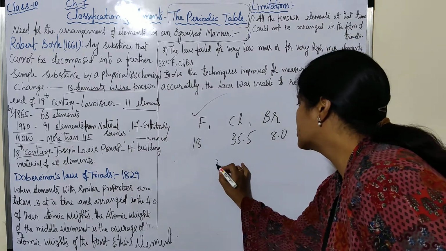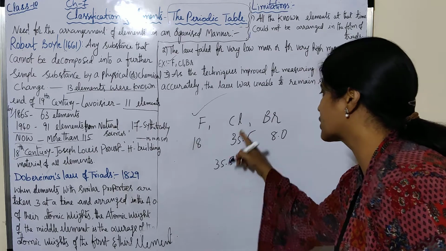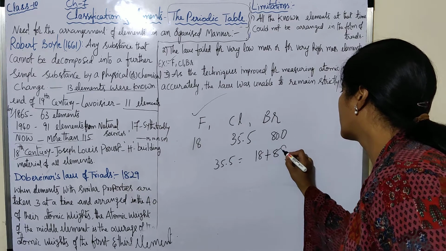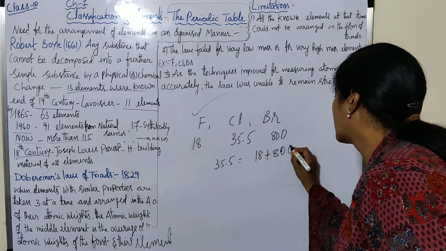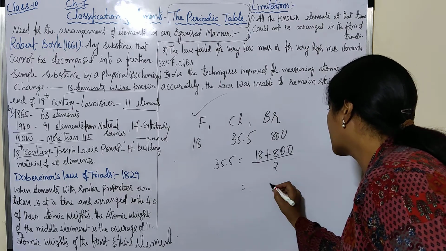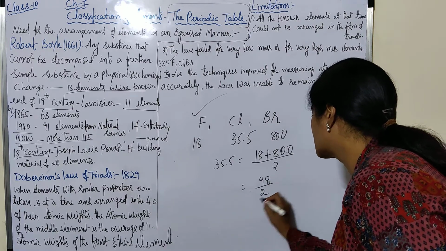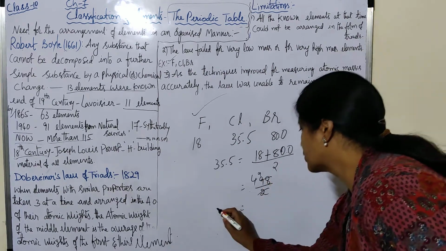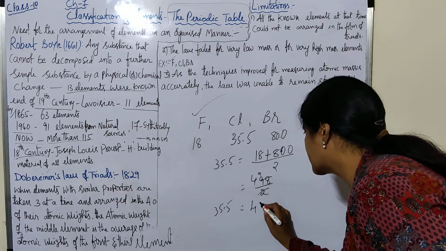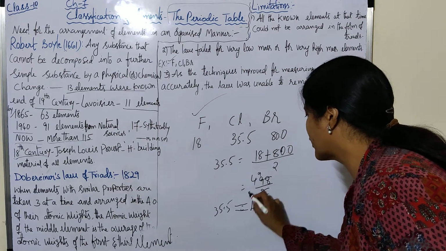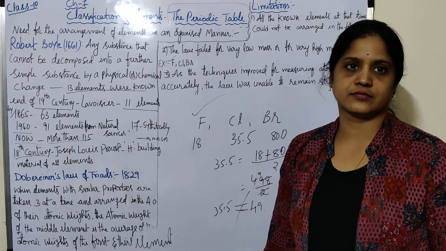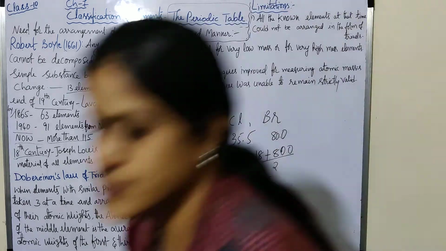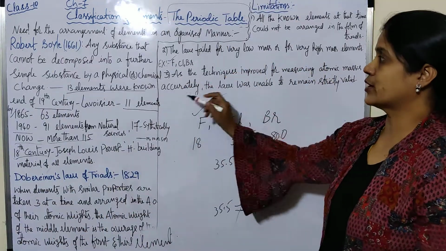Now the atomic weight of the middle element, chlorine, should equal the average of the first and last, that is 98 by 2, which gives 49. Here we are getting 35.5 for chlorine and 49 from the average. So these atomic weights are not equal. So this is one failure in his classification.